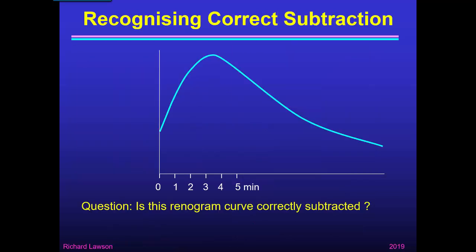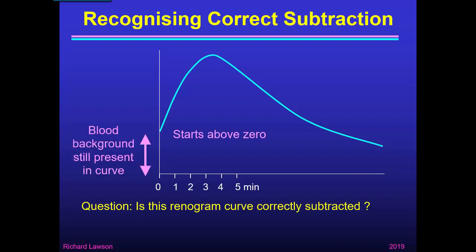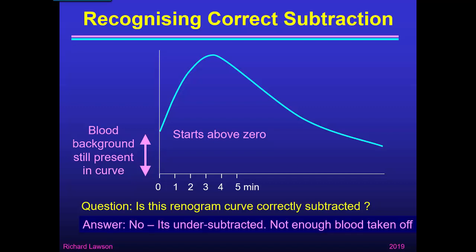So let's see how to recognize whether we've got it right. The question is, do you think that this renogram curve is correctly subtracted? Well, clearly my model says that it should rise smoothly from 0, and this starts well above 0, so it can't be right. In fact, that offset there is the amount of blood background still present in this curve. So the answer must be that it's under subtracted.